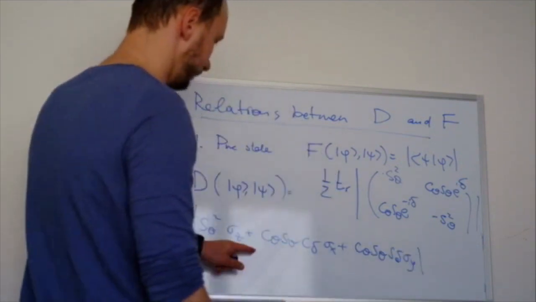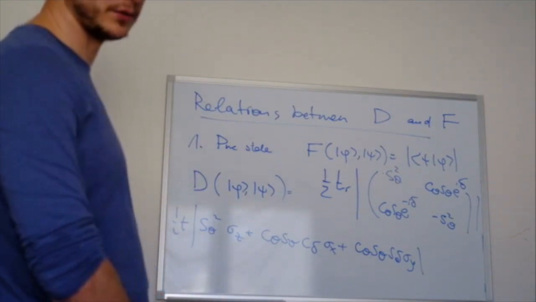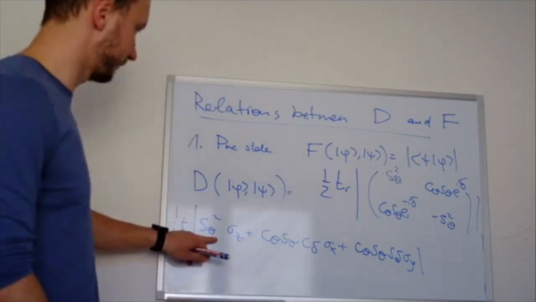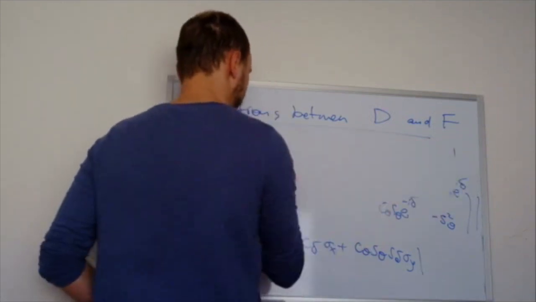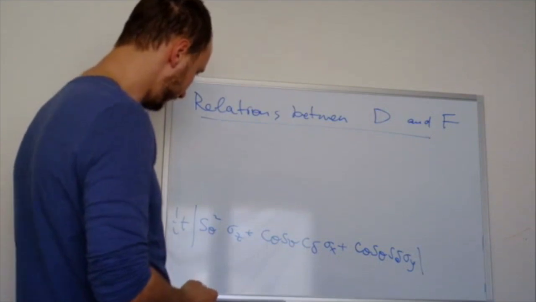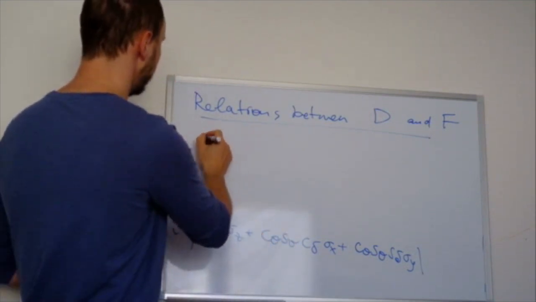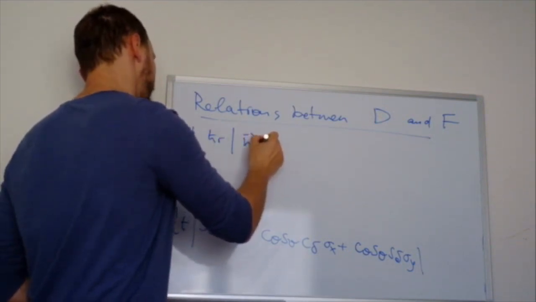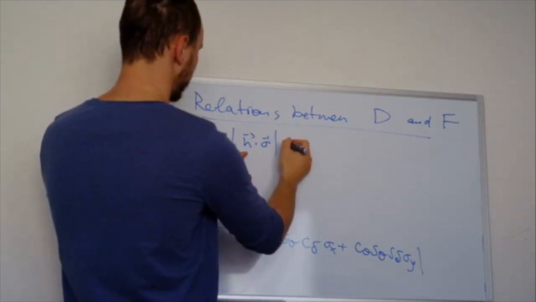Okay. So we need to find the eigenvalues of this thing. But this is just the Pauli matrix, right? So basically this is a vector times the vector of the Pauli matrices. So very simply we now have something like 1/2 trace of the absolute value of n times the Pauli matrix.